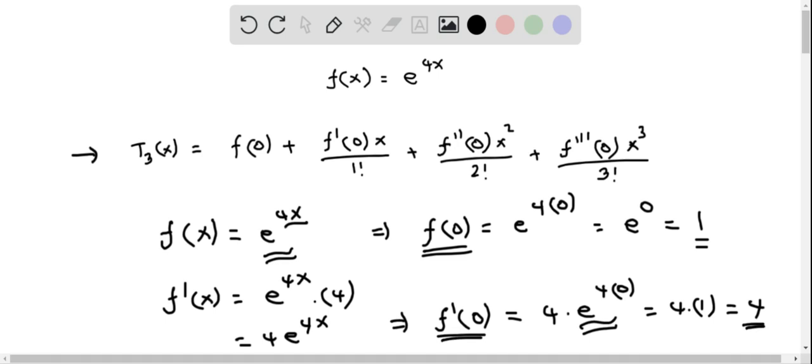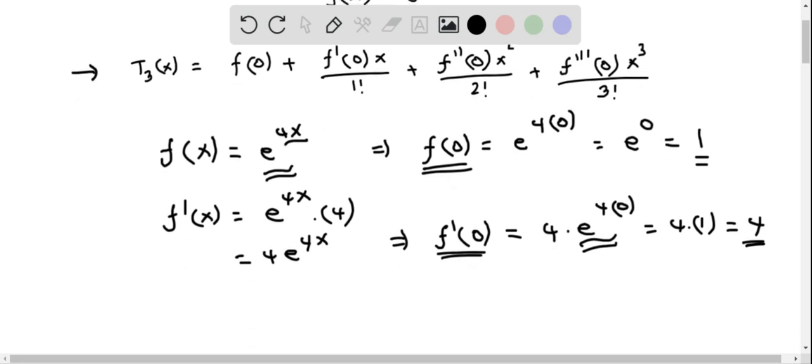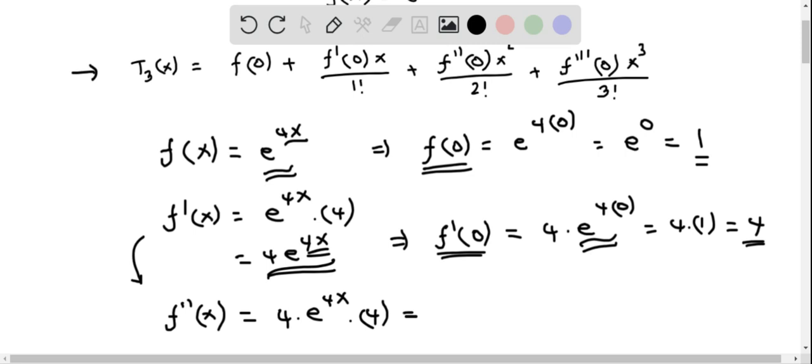Now let's find the second derivative of f of x. So we find the derivative of this f prime of x, that is f double prime of x, which is the second derivative of f of x, and this equals, this is the expression that we use. So we have a constant here, we put this constant, and then find the derivative of e to the power of 4x, which is e raised to the power of 4x. And once again, we have to do the chain rule to find the derivative of 4x, which is 4. And so this gives us 4 times 4 is 16 e raised to the power of 4x.